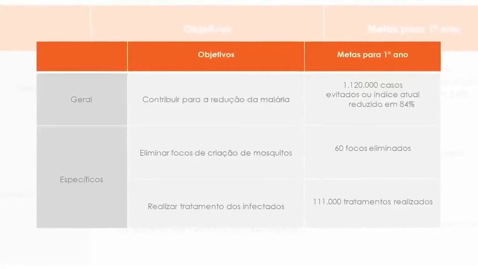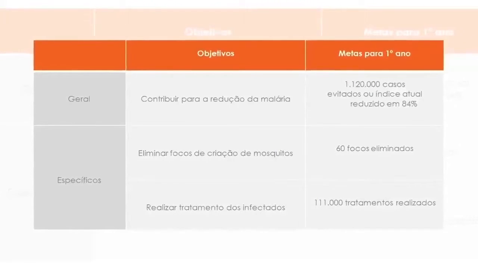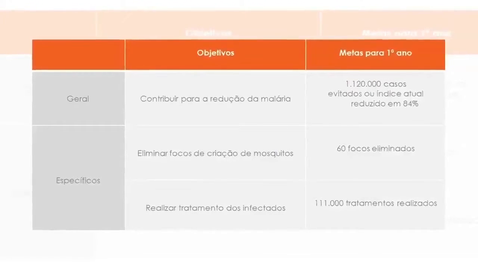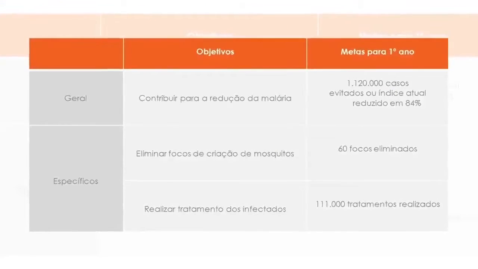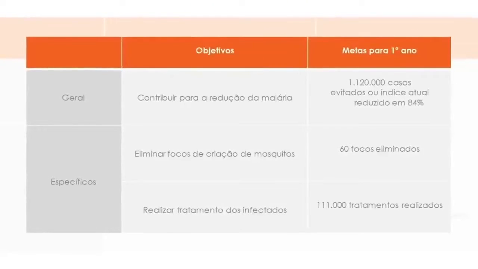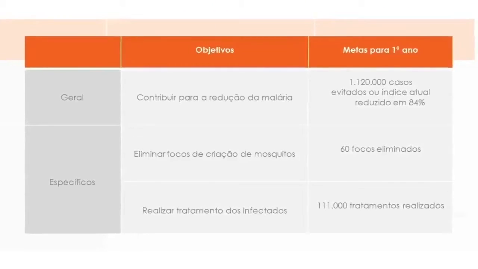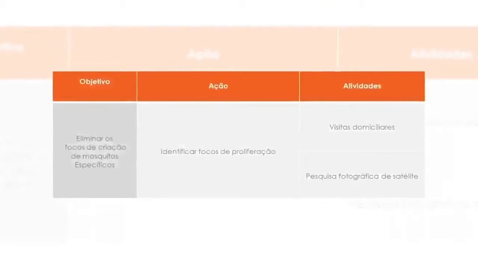1,125,000 new cases. As to a particular objective, you can also put in the first column, exterminate mosquitoes falcos, and in the second column, the aim for the first year, 60 falcos exterminated. Another particular objective is to reach 111,000 treatments.